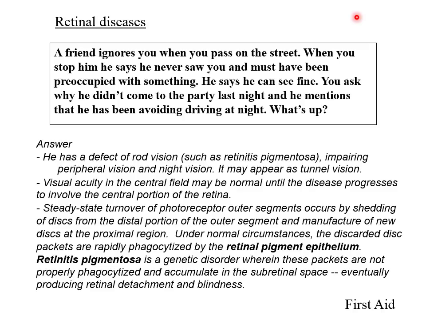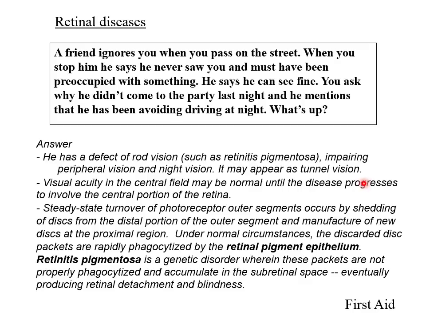The answer is that he has a defect of rod vision, such as retinitis pigmentosa. It impairs peripheral vision, and it impairs night vision. It may actually appear normal in the central portion of the visual field, but we would call that tunnel vision. Visual acuity in the central field may be perfectly normal until the disease progresses to involve the central portion of the retina.